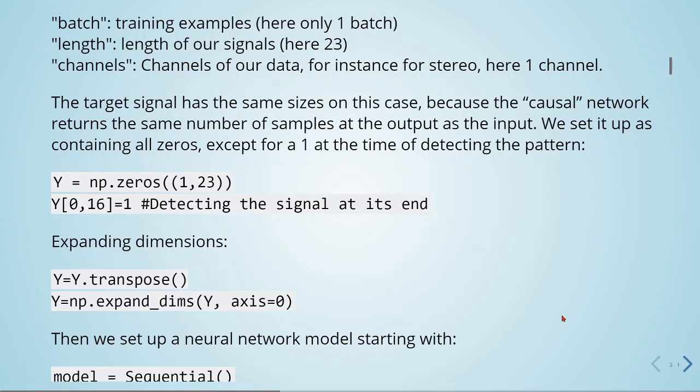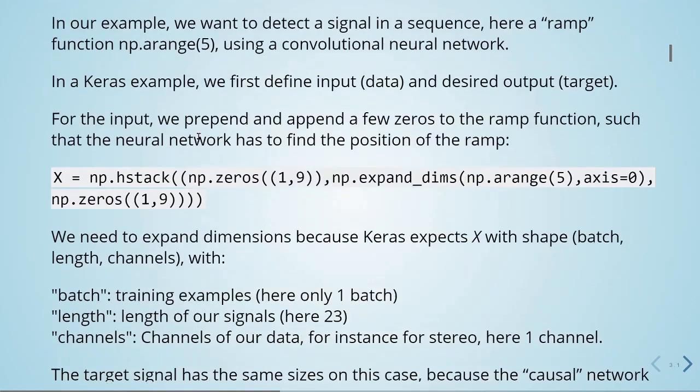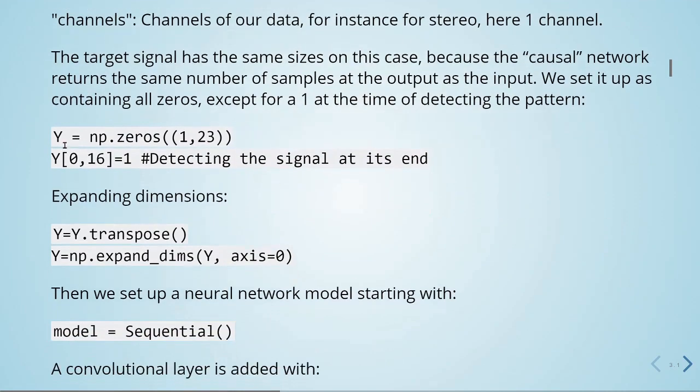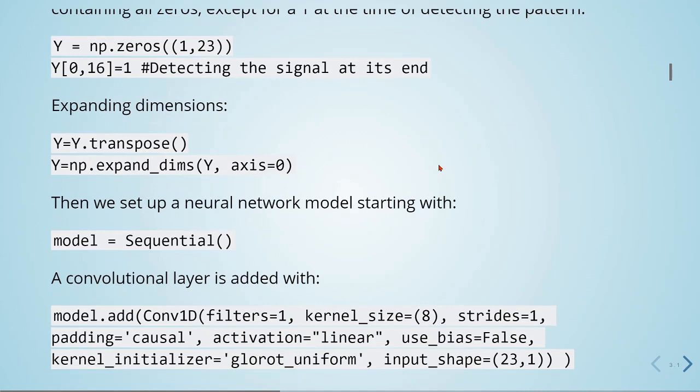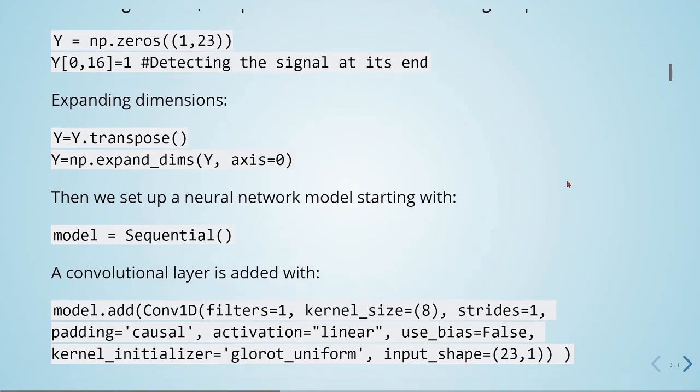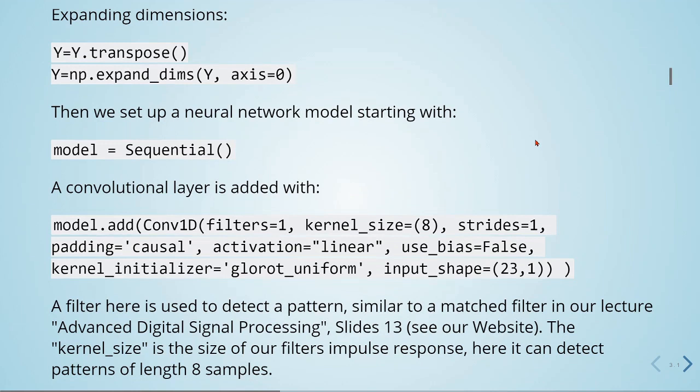So we will input this. We have zeros, then we have a ramp, and then we have zeros, and the target is just a 1 when the signal ends. We also need to change the dimensions, and then we will start setting up our network model.